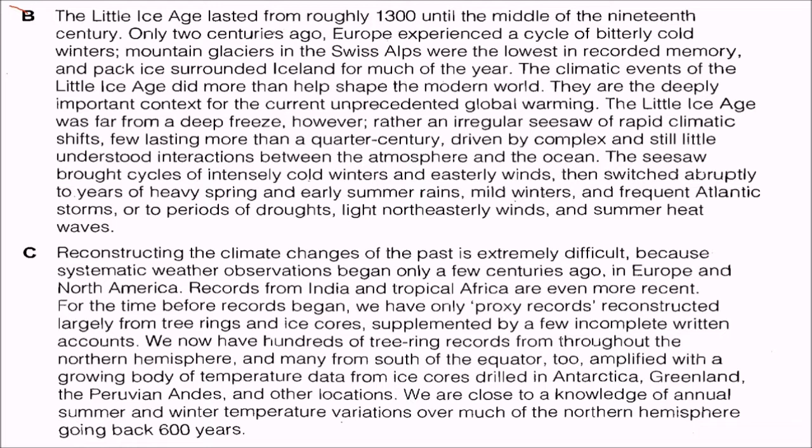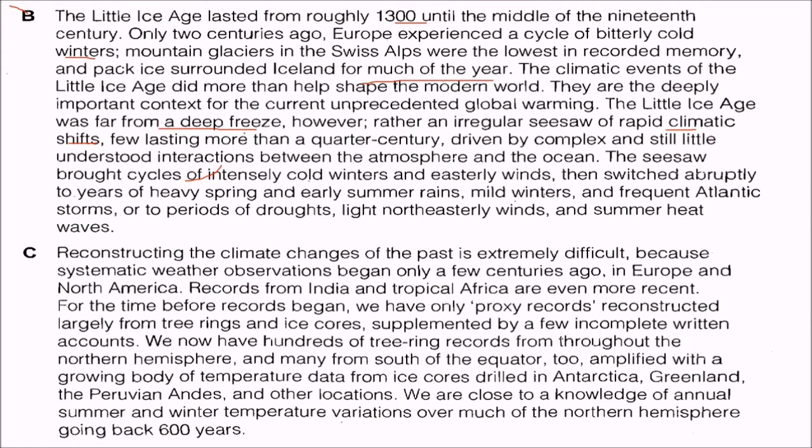Then B, the Little Ice Age lasted from roughly 1300 until the middle of the 19th century. Only 2 centuries ago, Europe experienced a cycle of bitterly cold winters. Mountain glaciers in the Swiss Alps were the lowest in recorded memory, and the fact ice surrounded Iceland for much of the year. The climate events of the Little Ice Age did more than help shape the modern world. They are the deeply important context for the current unprecedented global warming. The Little Ice Age was far from a deep freeze, however, rather an irregular seesaw of rapid climate shifts.